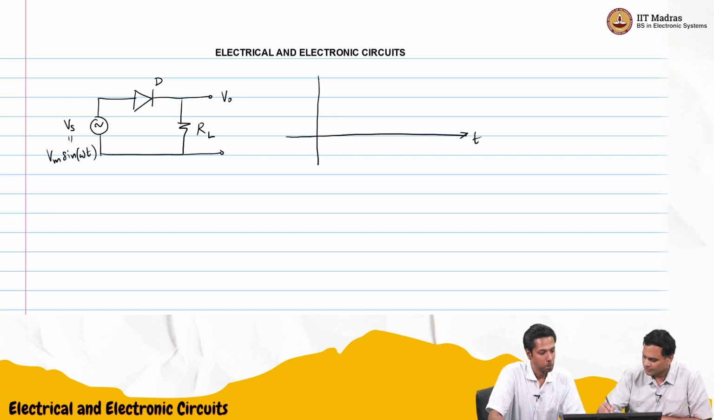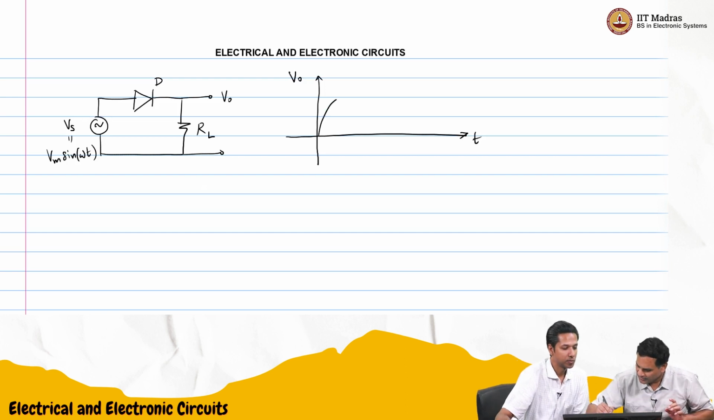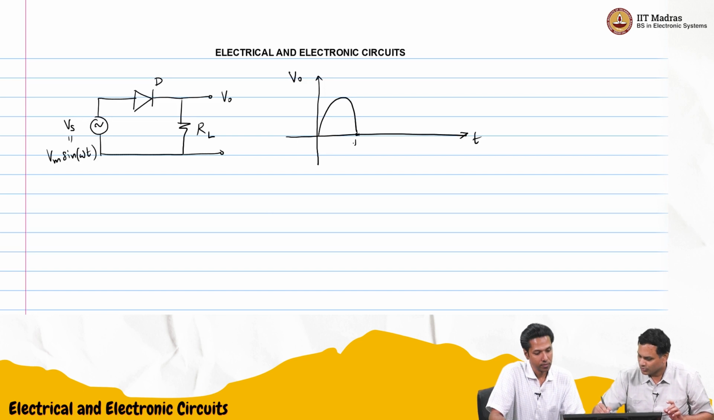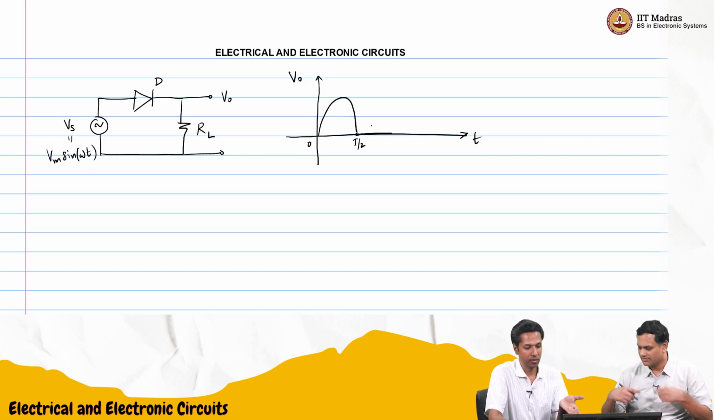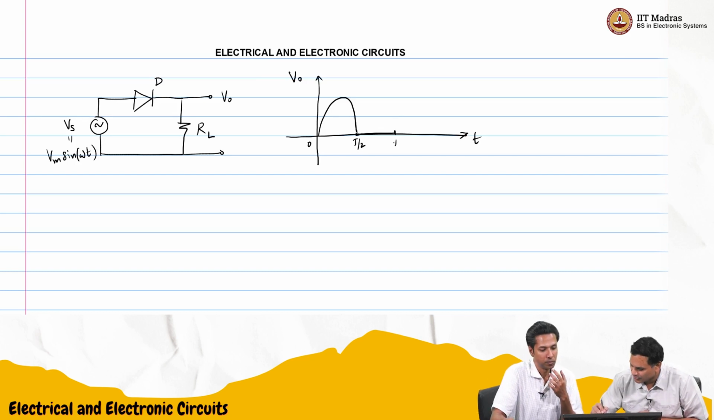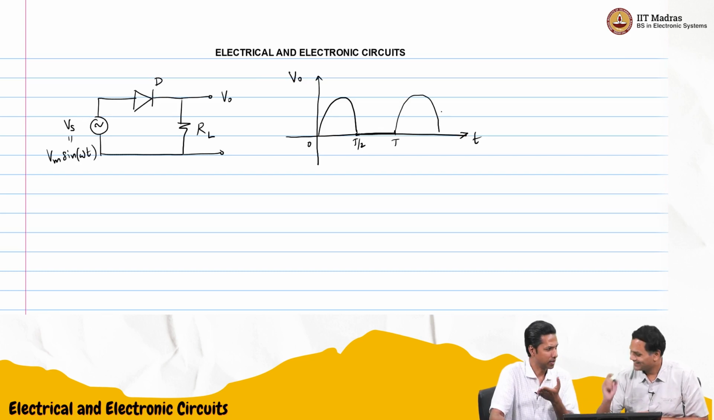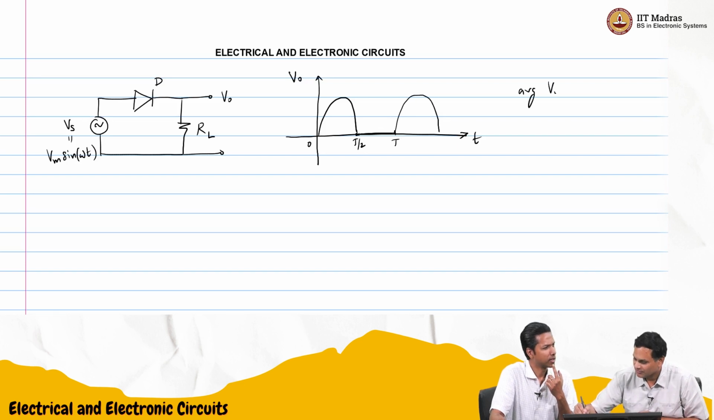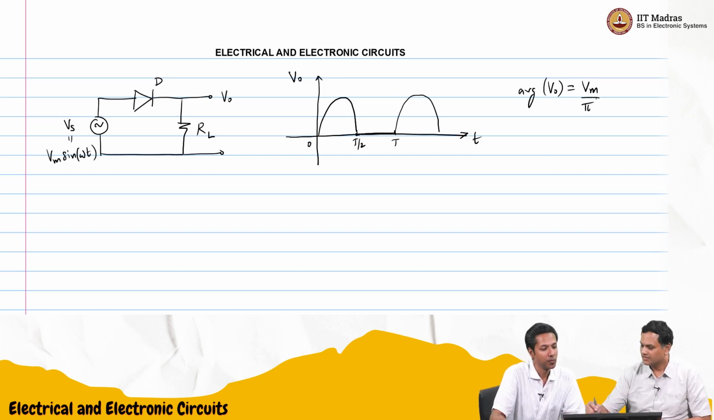We plotted V out. When sin omega t is positive, the diode will be turned on, and let's assume it's an ideal diode. So you will get the half sinusoid till T by 2, and then sin omega t becomes negative, the diode is off, so you don't get anything. Then this repeats. We also calculated the average value of the signal, and we got it as Vm by pi.